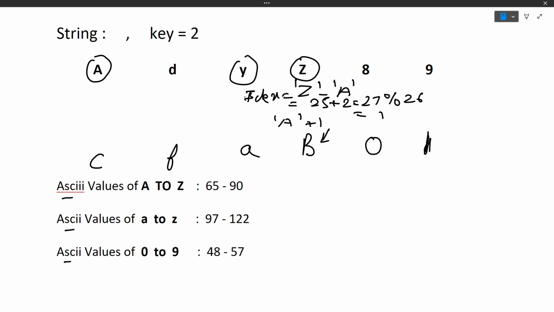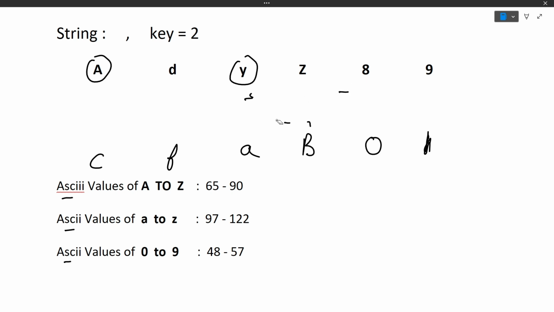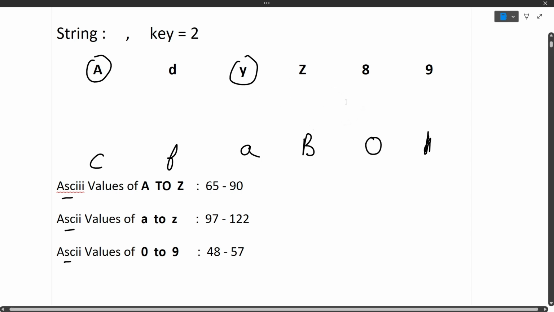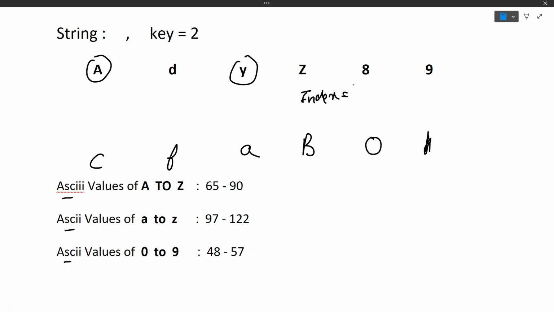But now let's just see with the case where the characters are digits. So let's do a similar thing here also. Okay, first we'll find the index. By 8 we'll know that it lies in this particular group. So 8 minus 0, we will get 8. To this we will add the key, so it will become 10.